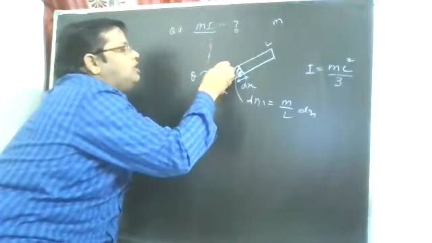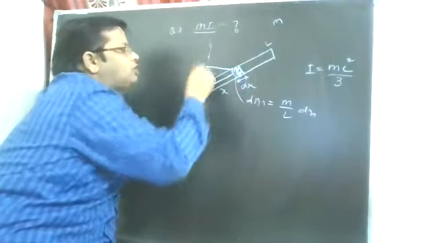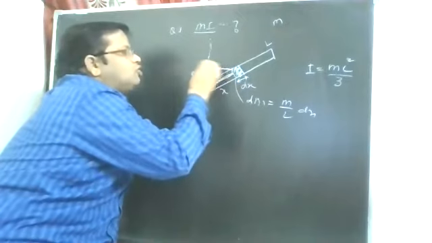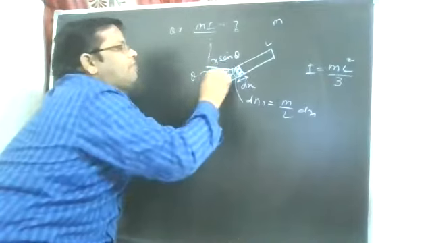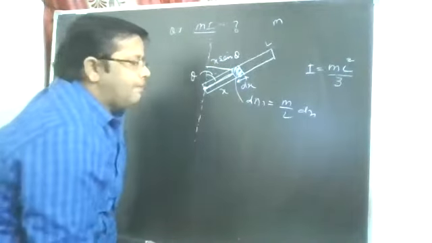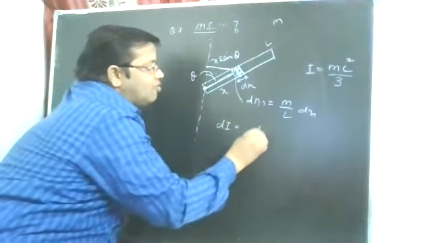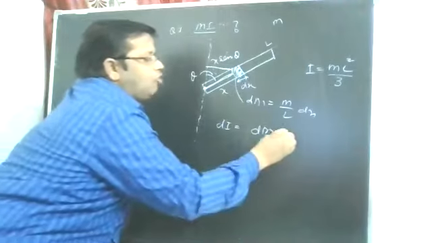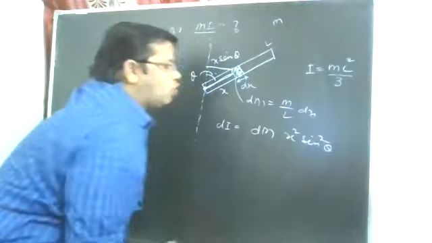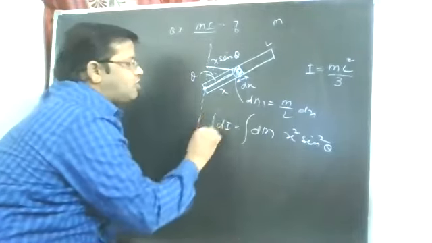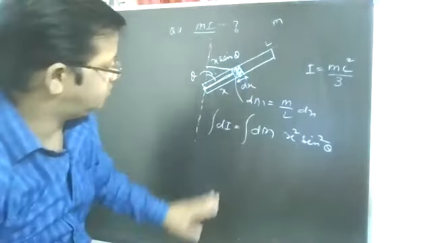Now here the perpendicular distance will be this. For this mass dm, what is the perpendicular distance from the axis? This is x, so the distance is x sine theta. The sine theta remains the same because it is inclined at a constant angle. Now, the moment of inertia of this small portion will be dI, and it will be mass into the square of the perpendicular distance, that is the square of x sine theta: x square sine square theta. Now we have to integrate this equation to determine the moment of inertia of the whole rod.